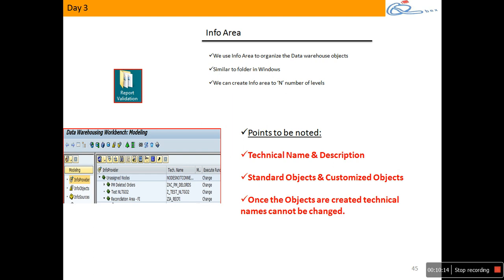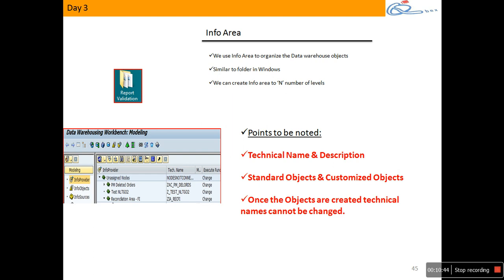So every object, whether it is an info area, cube, DSO, anything you create, will always have two attributes. One is the technical name and one is the description. Now the next concept: once we create an object, we cannot change the technical name. If you want, you can change the description. If you want to change the technical name, the only option is to delete it and recreate it with the new name.